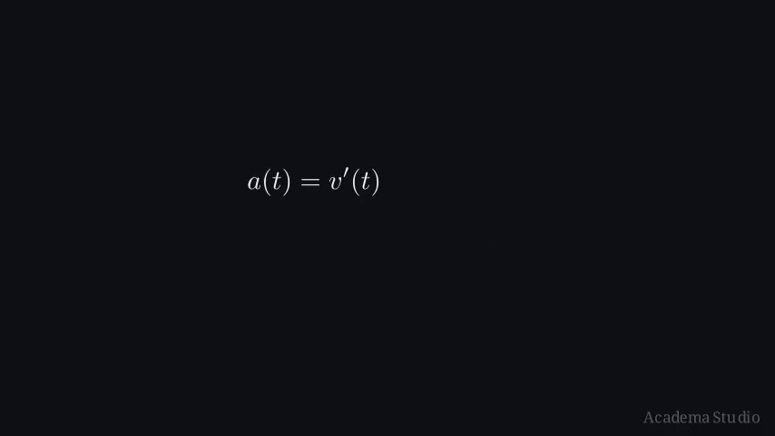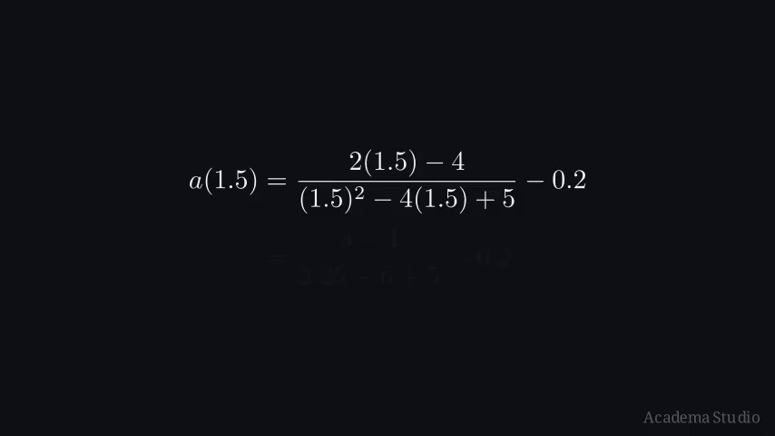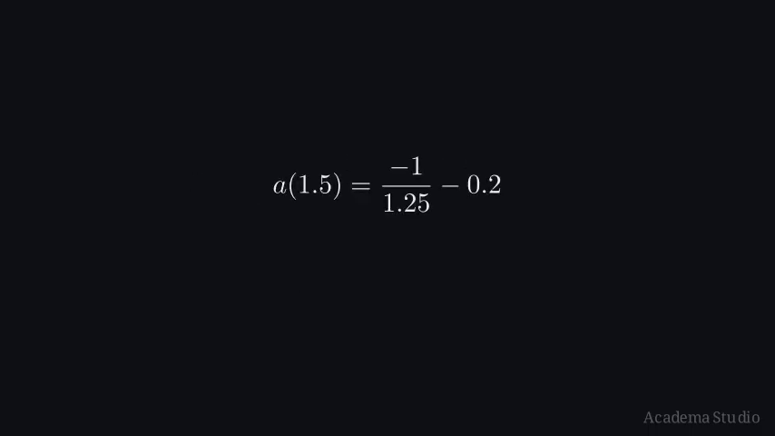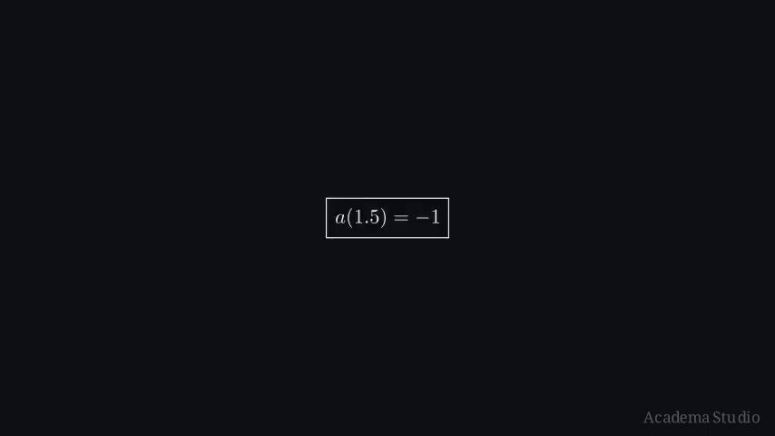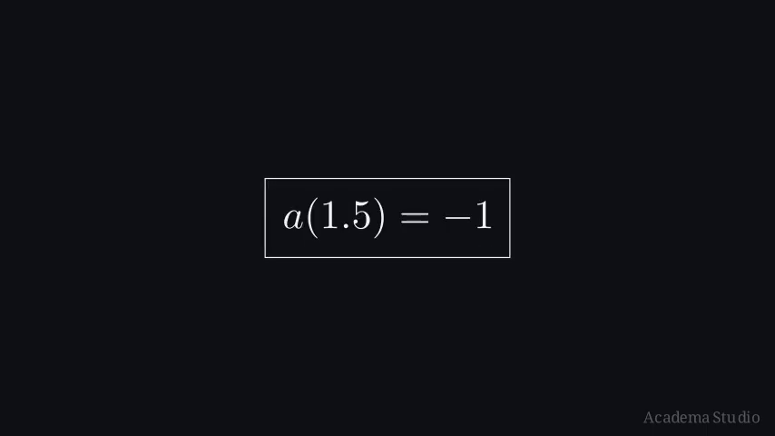Therefore, the acceleration function is (2t minus 4) divided by (t squared minus 4t plus 5) minus 0.2. We substitute t equals 1.5 into the acceleration function. The acceleration at t equals 1.5 is negative 1. The acceleration is negative 1 unit per unit of time squared. This framed result is the final answer for the question.